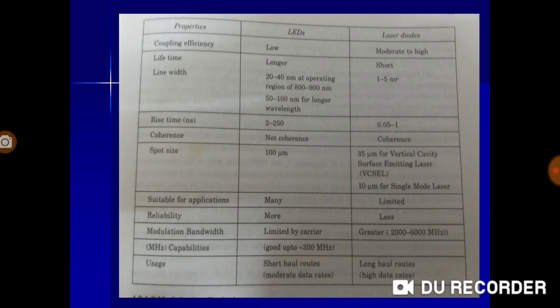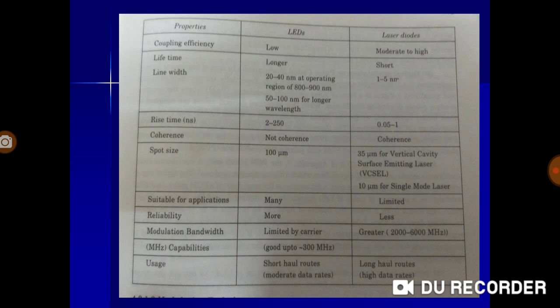Spot size, that means the beam that is formed. Normally an LED has a spot size of 100 micrometers, but for laser diodes it is 35 micrometers for the vertical cavity, that is the surface emitting laser, and 10 micrometers for a single mode laser. There are specific types of lasers and spot sizes. So it is very small. So you can imagine it's intense and very specified.